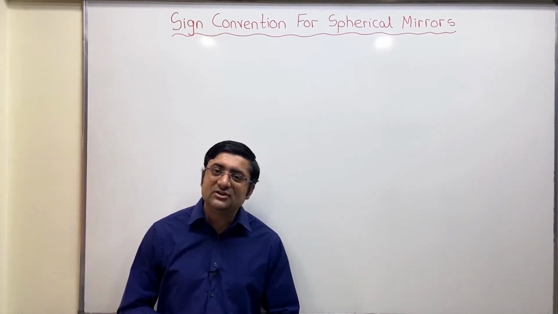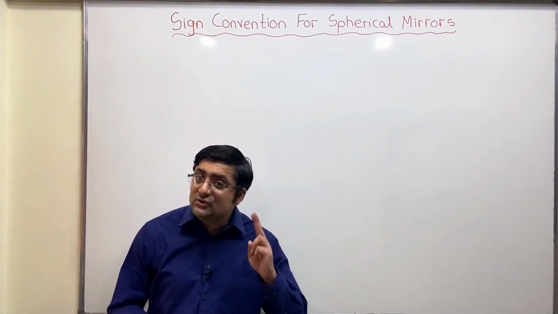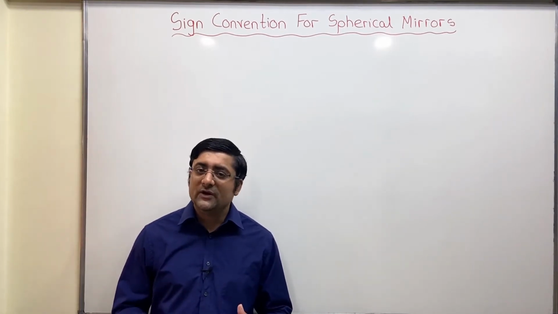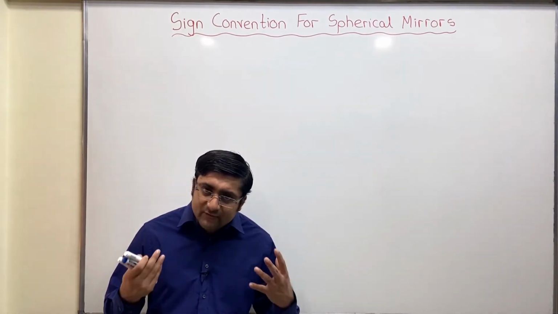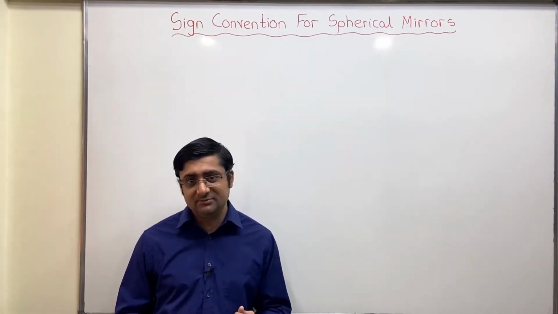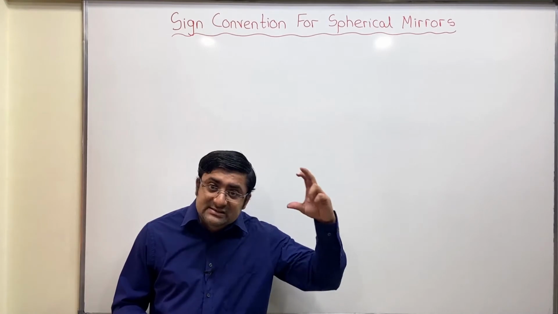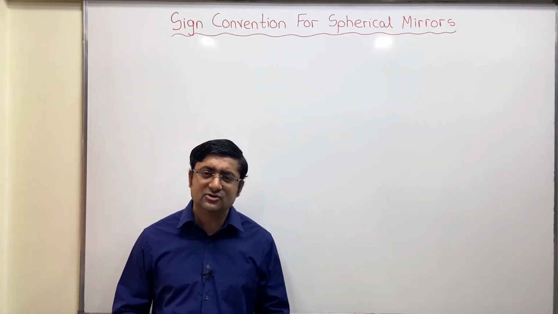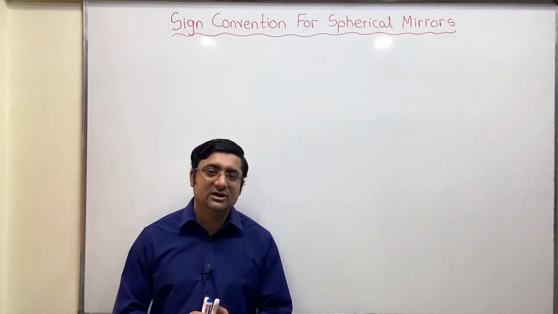So previously we have learned the concept of spherical mirrors. That is, there are two types of spherical mirrors, a concave mirror and a convex mirror. We have studied what these mirrors are, what type of reflection takes place from them, and we have also studied the ray diagrams for each of these mirrors. That is, a concave mirror has 6 types of ray diagrams and a convex mirror has 2 types of ray diagrams. So I hope all these concepts are clear to you guys.